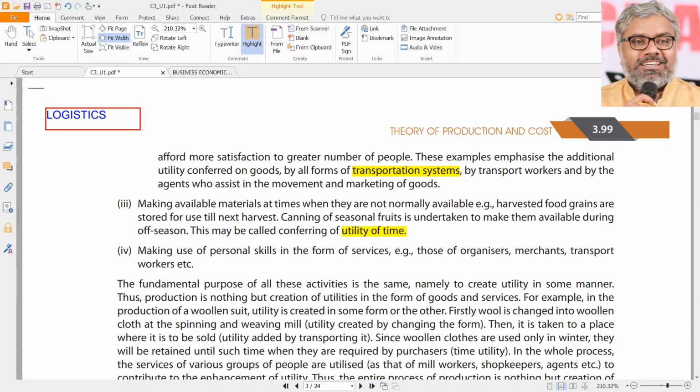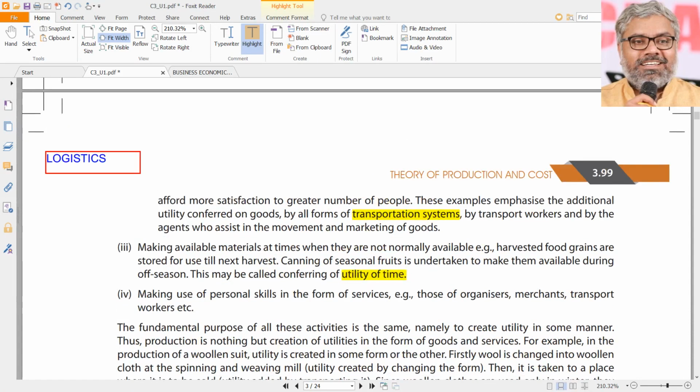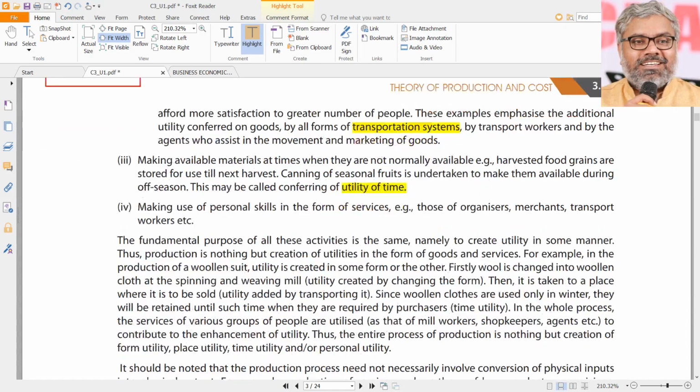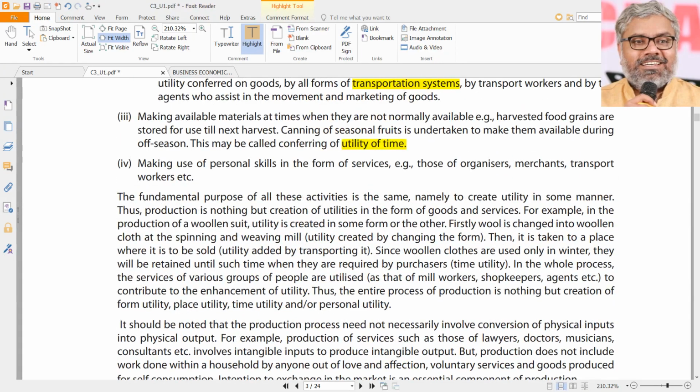The human civilization has learned so many techniques to convert natural resources into goods which are useful for satisfying their wants. So they create form utility, place utility, and time utility also, wherein they can postpone the consumption. And not only that, some of them are stored for longer periods of time also. Like for example, we make pickles and all. That is also part of creating utility of time. Some fruits can be canned so that they can be used in the off season. That is utility of time.